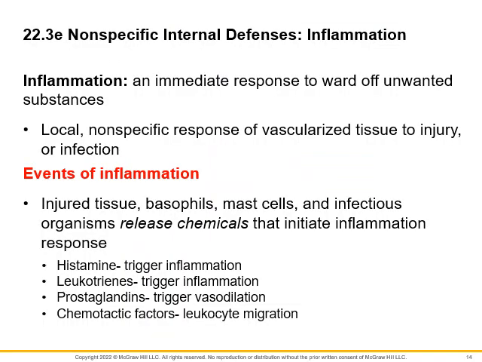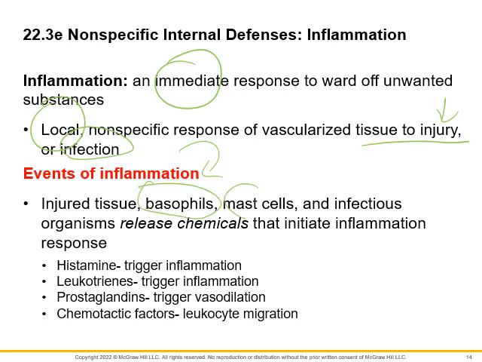We can see inflammation. This is an immediate response, right? It's local. There's some sort of damage, so injury to tissue, or there's an infection, and it's going to trigger these events of inflammation. And we'll look a little bit more about what exactly is happening.